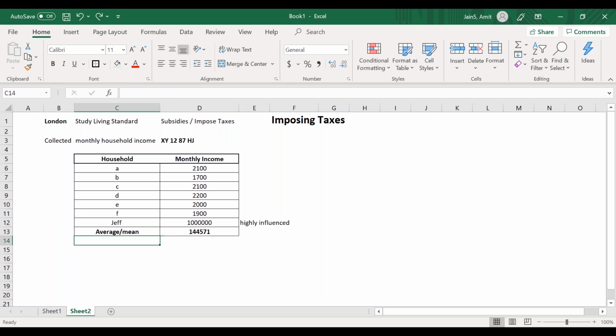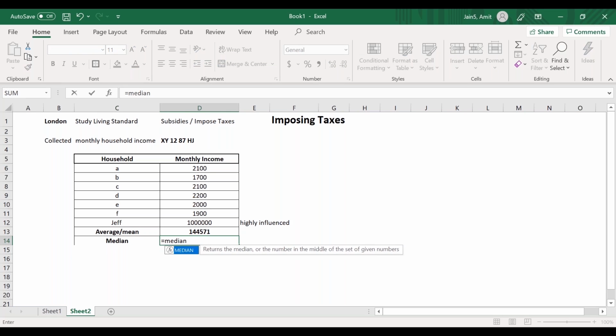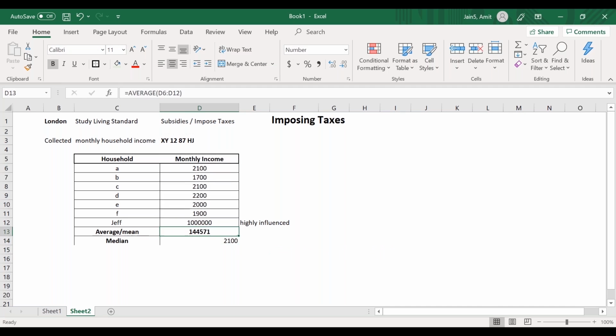Now, in this kind of scenario, we can use another measure of central tendency, which is the median. So the median is the middle value, and in Excel you can just put in the formula and it will calculate the median. So in spite of Jeff being there, the median is still coming out very close to reality. And when it was 2,000, it was exactly equal to the mean. So the median doesn't get influenced by the extreme value. So the median is always a better measure than the average. Looking at average alone is bad.